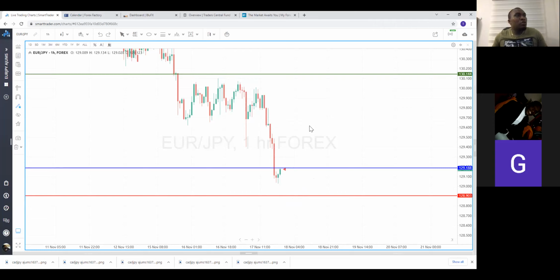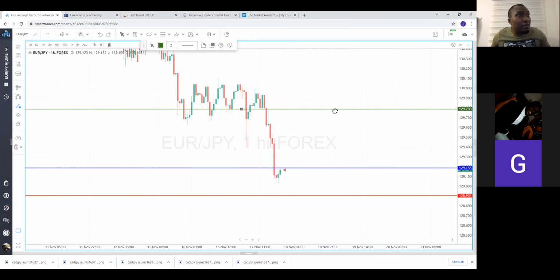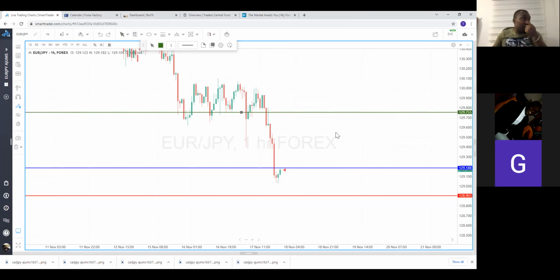The difference between my entry price and this red line, which is my stop loss price, is 28 pips. So what I want to do now is to determine my exit price. I will say 28 times 3. 28 times 3 will give you about 57, right? 57 from this entry price is going to be my target. So I'll come here and say 129.18 plus 57 is going to give me 129.75. So this is going to be my exit level.